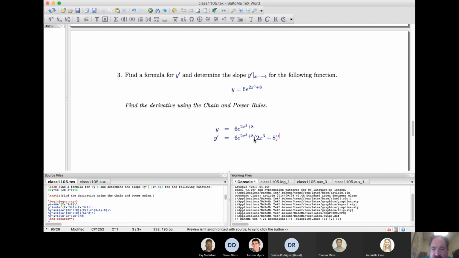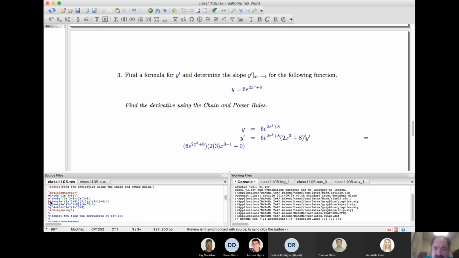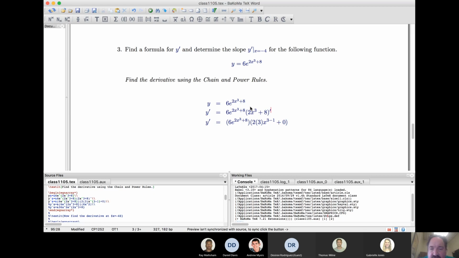Then you have to work this out, and then you'll be done with getting the derivative. So what's done here is just using a power rule on the 2x cubed, and of course the derivative of 8 would give us 0. So then, after taking the derivative of that is complete, then we have a derivative. It's just a bit of a mess.